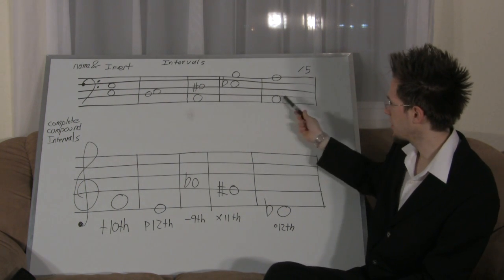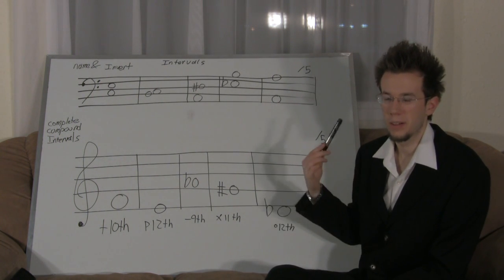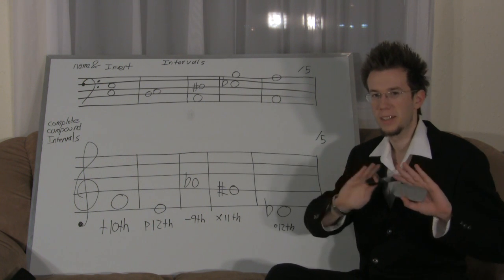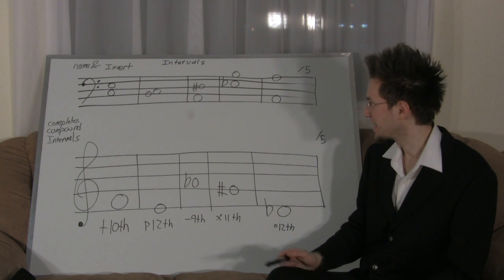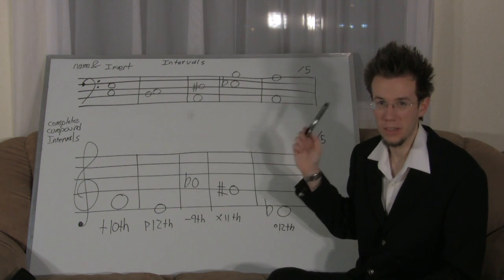So there's going to be 5 of them. Actually, I probably shouldn't say how you invert them. I'll let you guys figure that out. Each one is worth 5, so name and invert it.